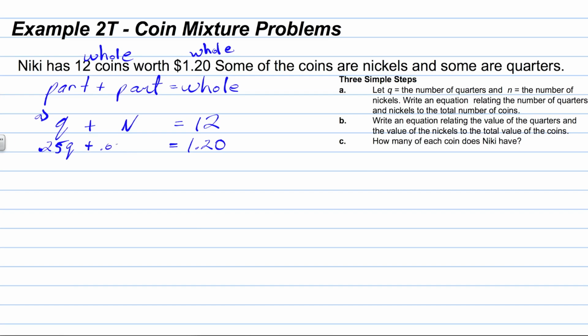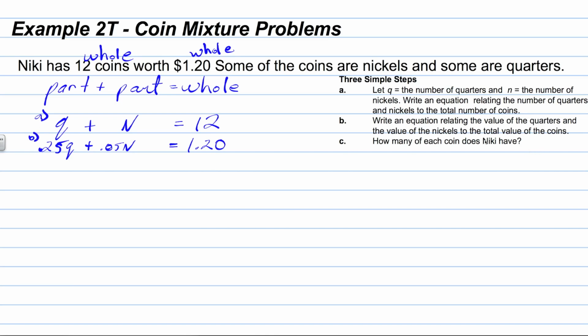Now that's 0.05. A lot of kids make the mistake of putting 0.5 here. No, 0.5 would be a half of a dollar. Remember, a nickel is 0.05, so it'd be 0.05 N. Here's our second equation, and that's part B in our three simple steps.